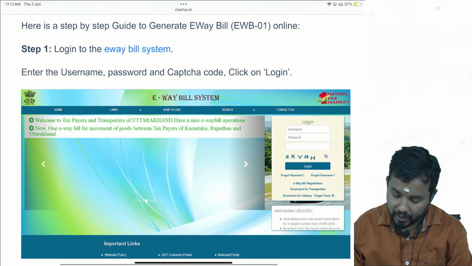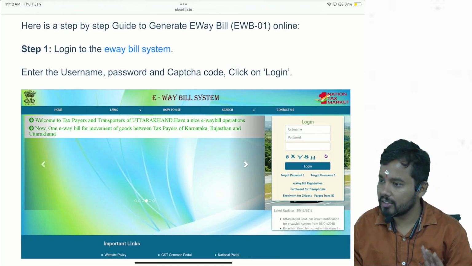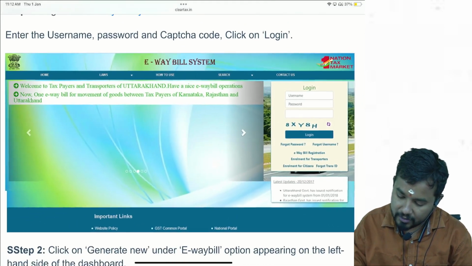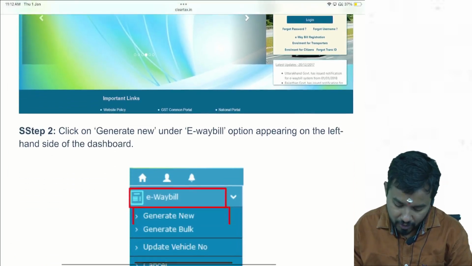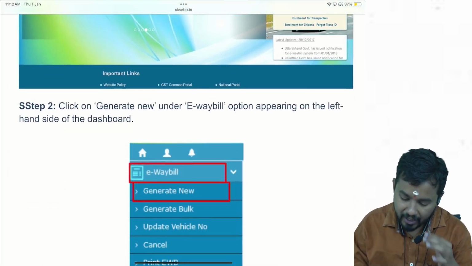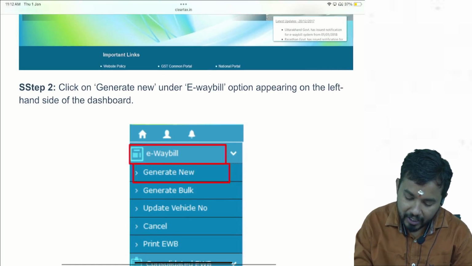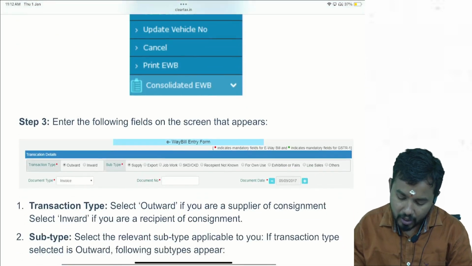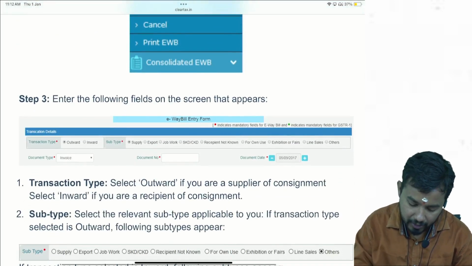See, this will be the e-way bill page. So you have to enter your username, password and all. Once you have entered, you will have a generate new option under e-way bill. You have to click on generate new. The major point is here only.